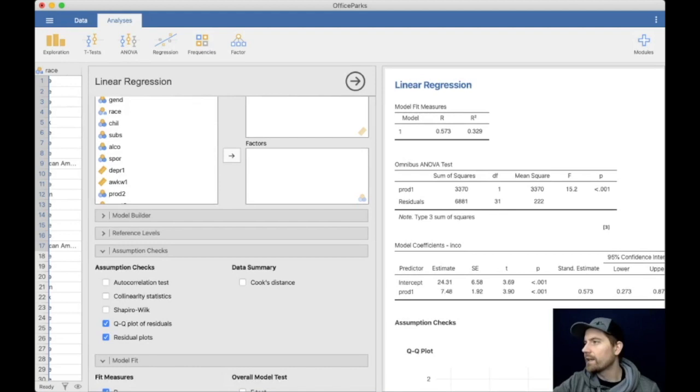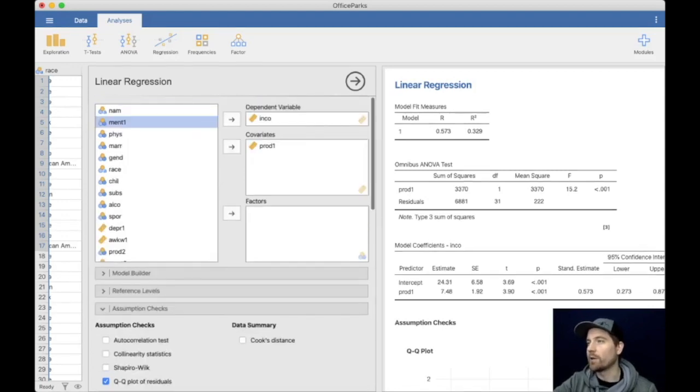When we added a few things, the model fit we already had before. To understand what this means, R squared is telling us a proportion of the variability in our outcome, which is income. If we go back up here, the dependent variable is income. That means productivity, it's our only variable. On its own, it explains about 33% of the variability in income. That's quite a bit. It's a large effect.